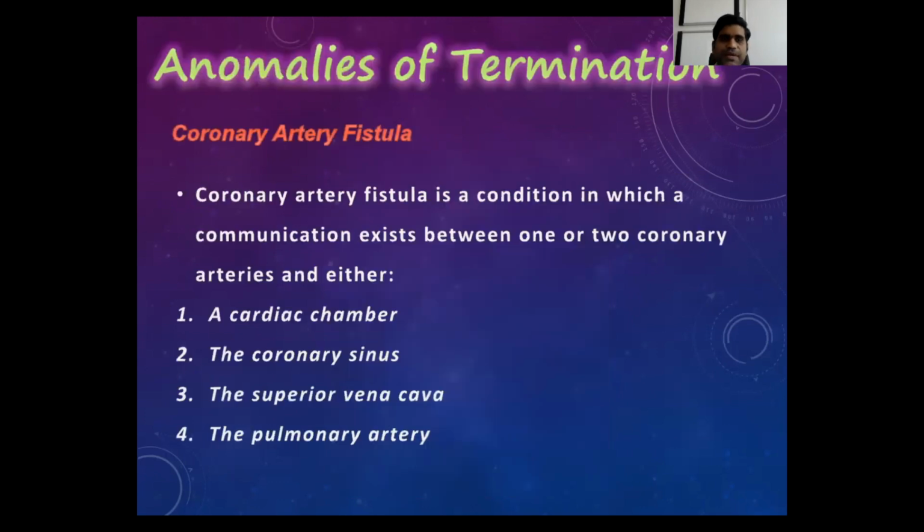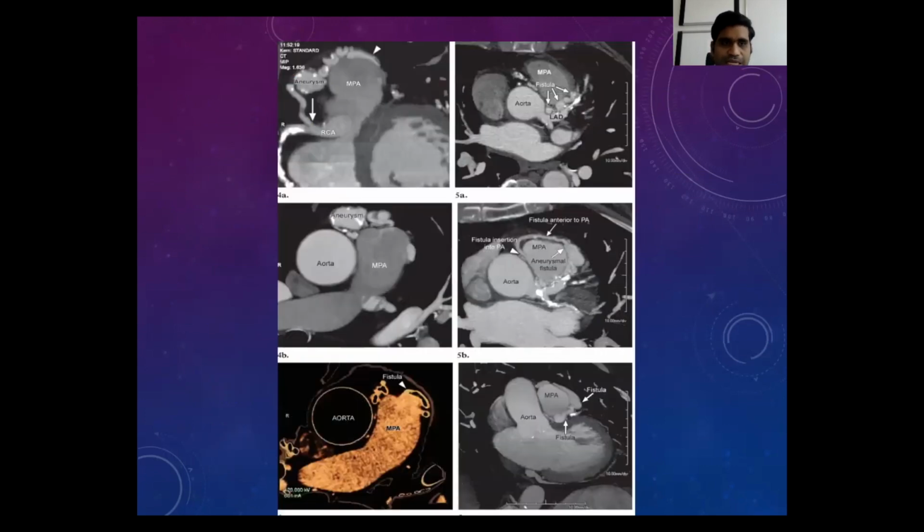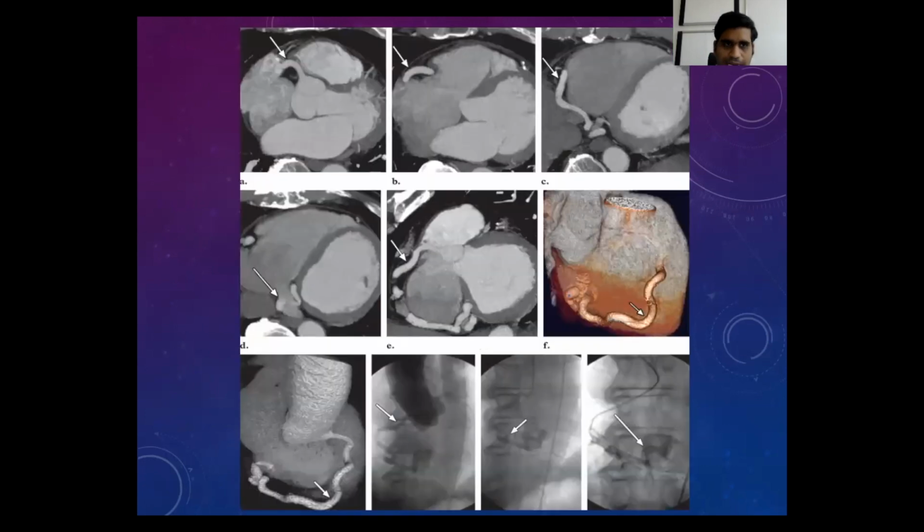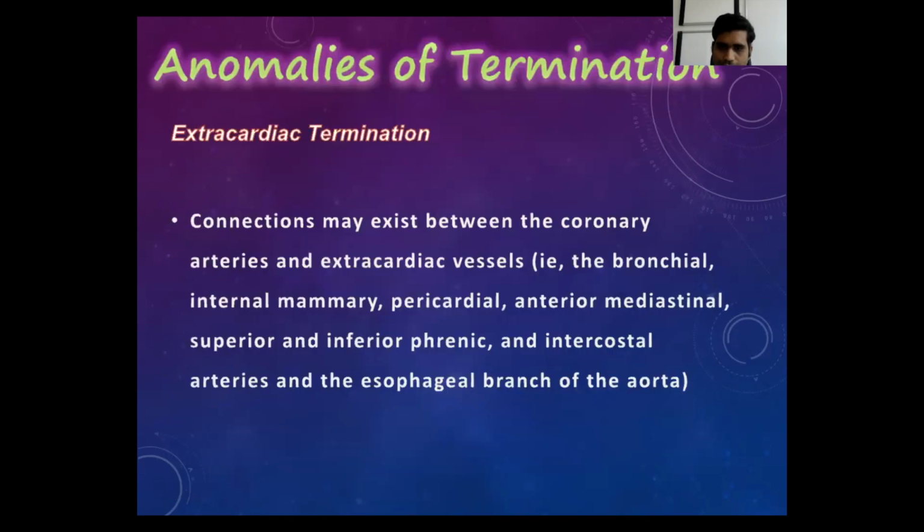Next, anomalies of termination. Here we have coronary artery fistula. The coronary artery will be dilated and tortuous, and it will open into some vessels. For example, in this image, you can see the coronary artery opens into the main pulmonary artery. And in another example, we can see the coronary artery opening into the coronary sinus. So these are a few examples of anatomical variants and hemodynamically significant anomalies.